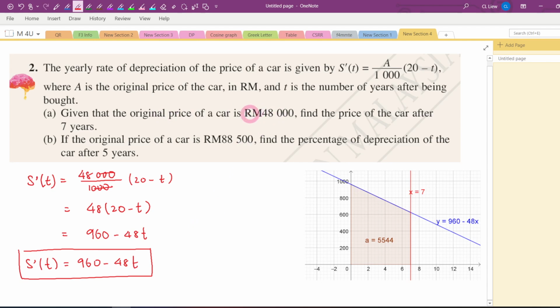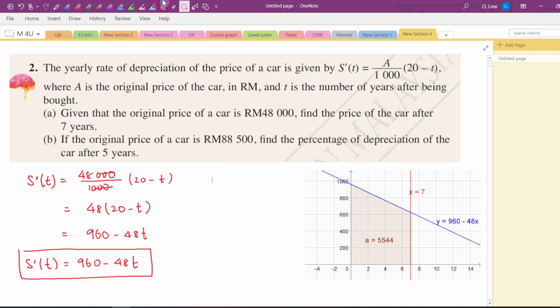So now, we want to find the price of that car after 7 years. So first, we need to know after 7 years, what is the total amount the price of the car reduced. You get what I mean? Let's say for the first year, the price reduced 1,000, and after the second year, another 2,000. So after 2 years, the price of the car reduced 3,000. You get what I mean? Now, how do we get the total amount?